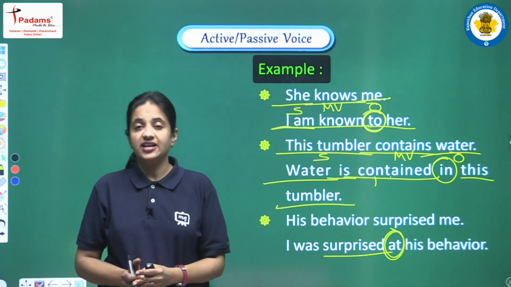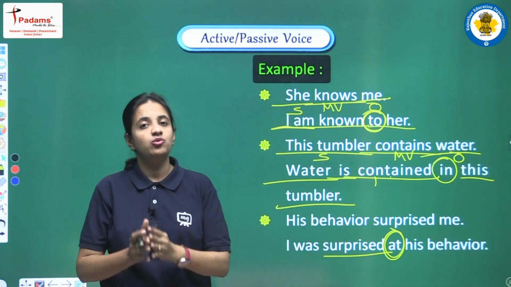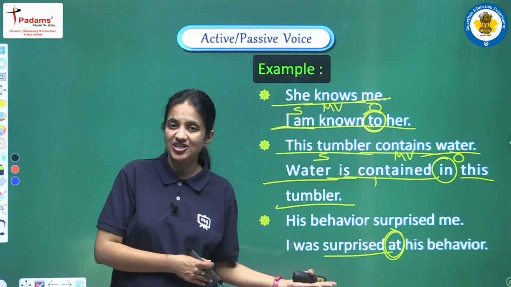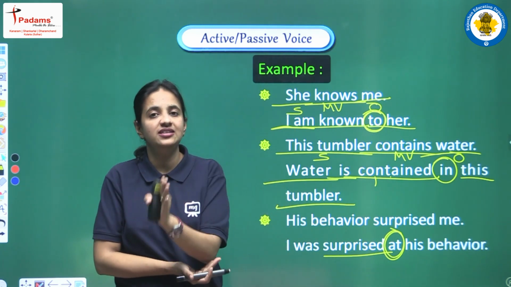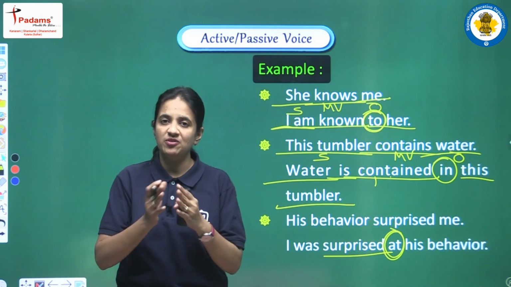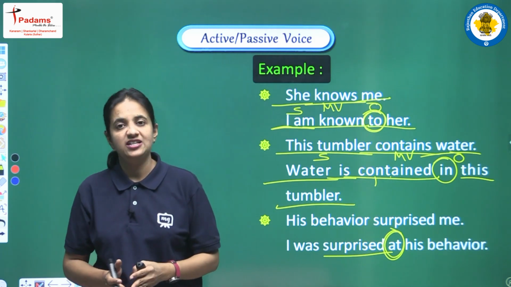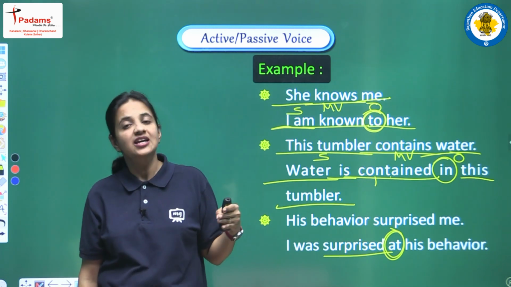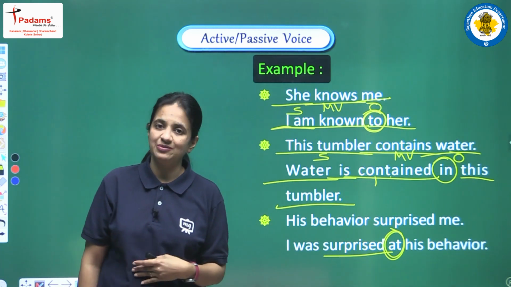This point is again very important, and you have to learn the table, all these words and the prepositions that are used along with these words. So if any of these words is given to you, in the place of by you have to use the prepositions that we have discussed, that we have read in the given table.